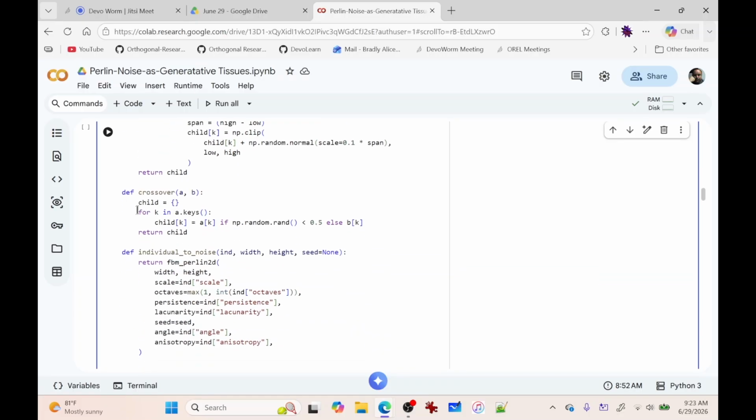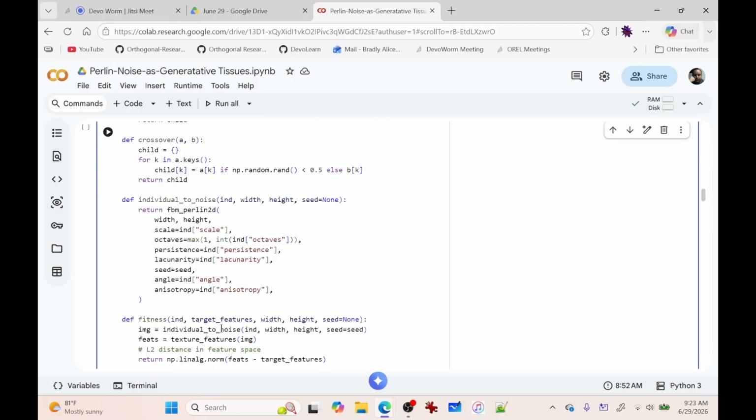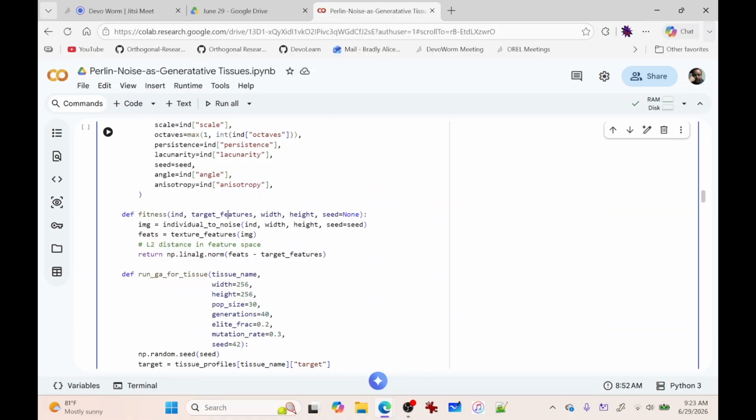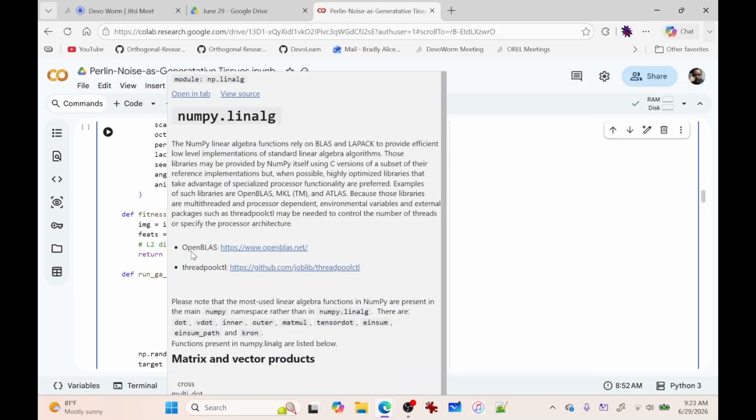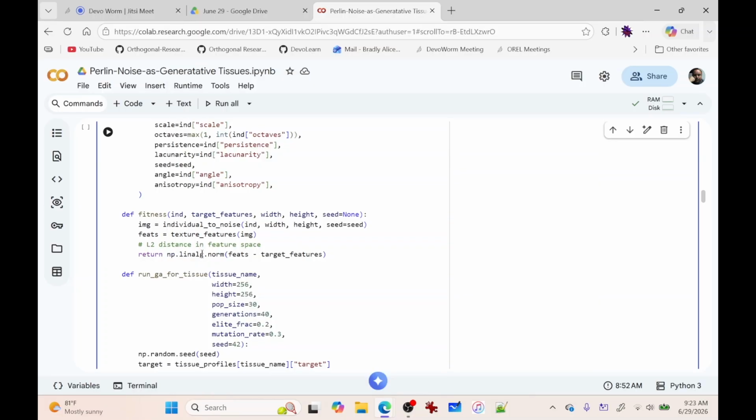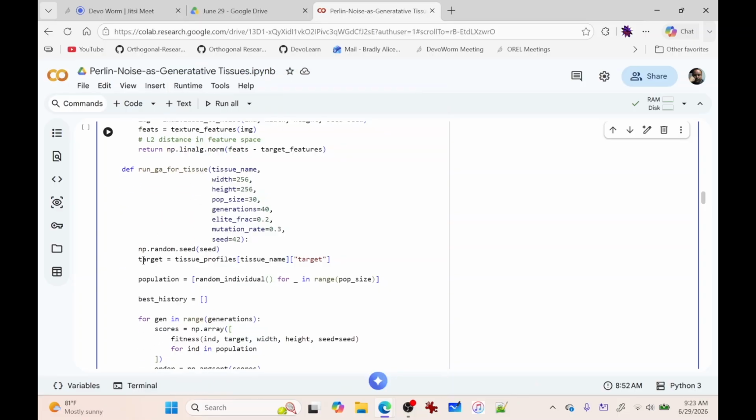Then we have our crossover operator here in this function. Then we have individual to noise, which is this function here. We have our fitness function, which is here. And this is L2 distance in feature space. So it's using this as the norm for determining fitness. And then we have run GA for tissue.